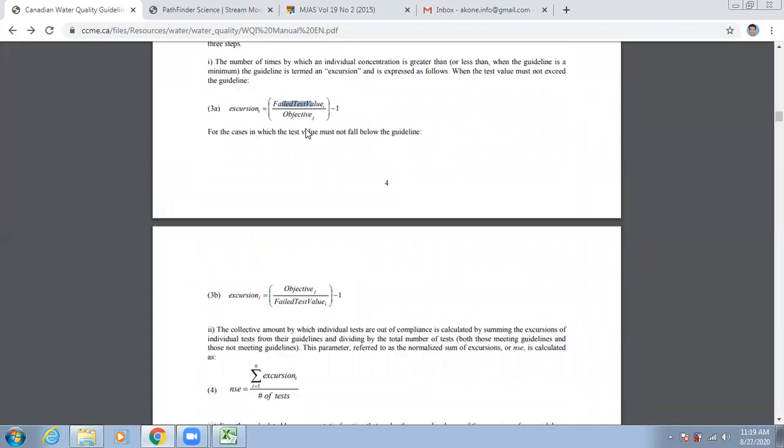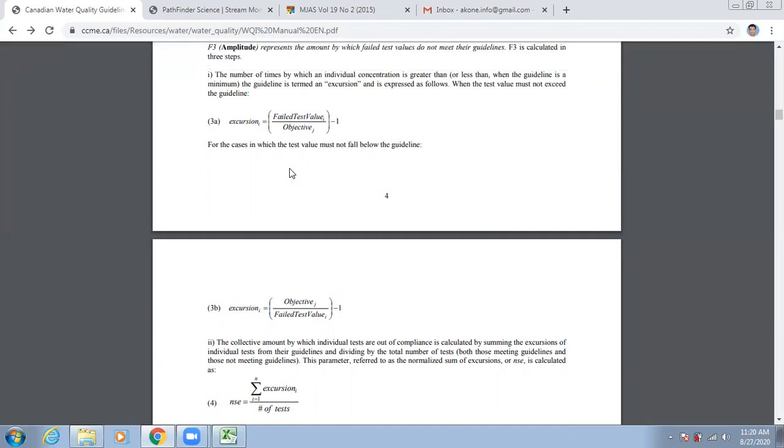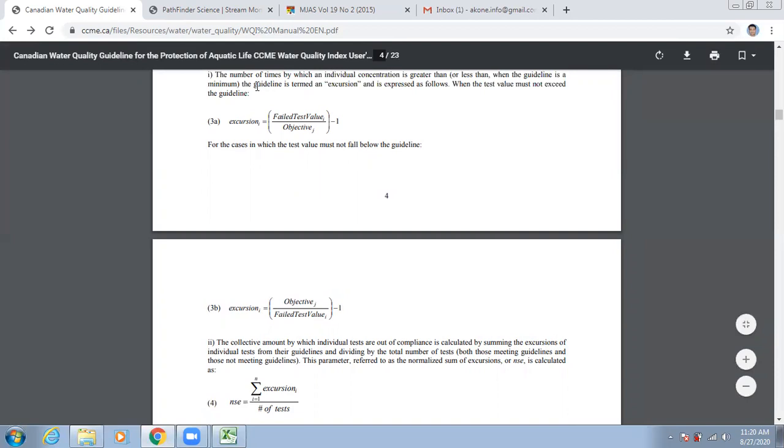First, we have to calculate the failed test value, that is the number of times by which an individual concentration is greater, or simply which is greater or less than the guideline or the protocol as per IS 10500:2012. In that guideline, you have to check whether it is meeting, or is less than, or greater than. That is considered a failed test value. Then we can calculate the excursion.